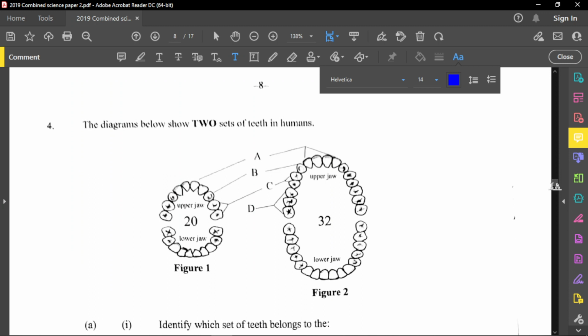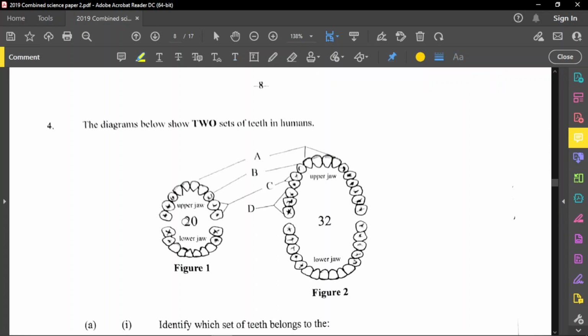All right, so let's look at this question now. Question number 4, halfway in now. The diagram below shows 2 sets of teeth in humans. We notice that figure 1 and figure 2 are a little bit different because the total number is shown in the middle right here. In the first one we have 20, and in the next one we have 32. So that's the difference in terms of number. We also have different types of teeth shown here, A, B, C, and D. So there are 3 different types of teeth shown in figure 1. Notice there's no D there at all.